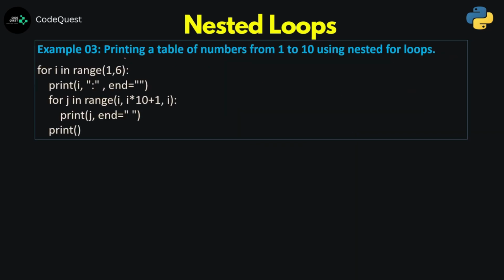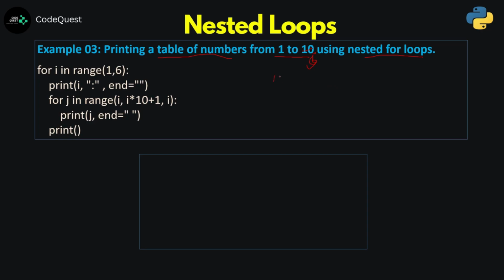So let's see one more example, where we are trying to print the table of numbers from 1 to 10 using a nested for loop. Rather, sorry, it has to be 5. So what we are trying to do is get the table of 1, then 2, then 3, then 4, and then finally 5. And my output should be like this.